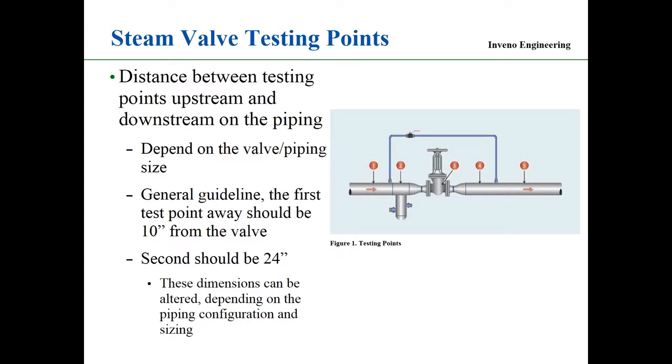If I go up to a 36-inch valve, of course, I want to be a little bit further away than that. But it's a beginning. It's a general guideline. And the same thing for the dimensions downstream: test point 4 to be 10 inches and test point 5 to be 24 inches. Again, I'm looking for the competing ultrasound.